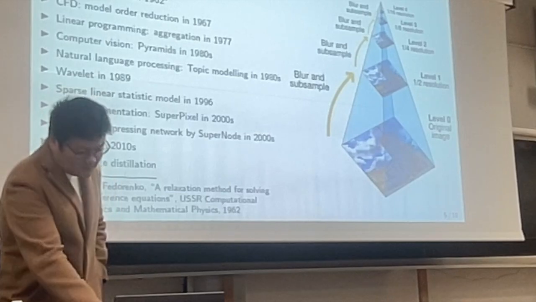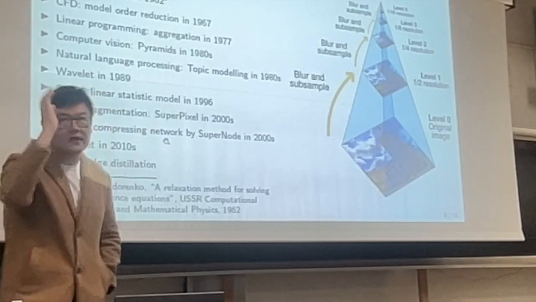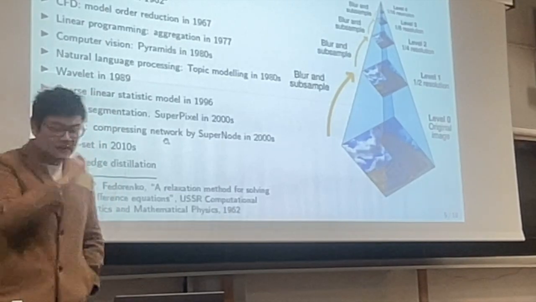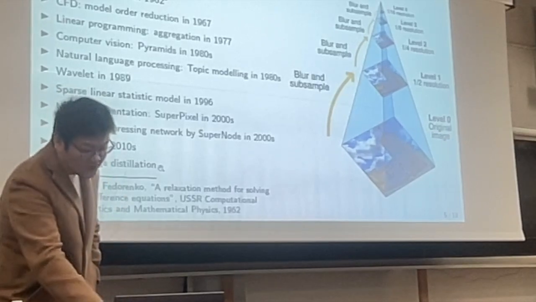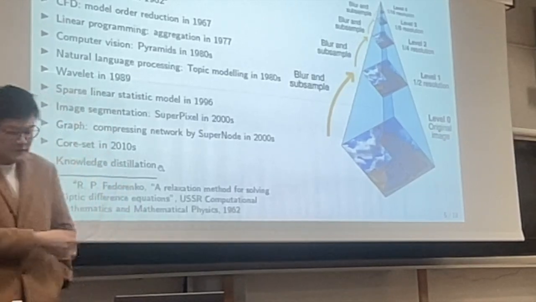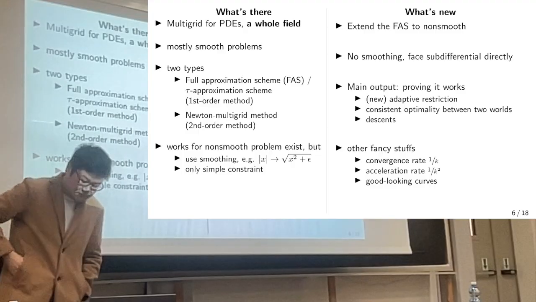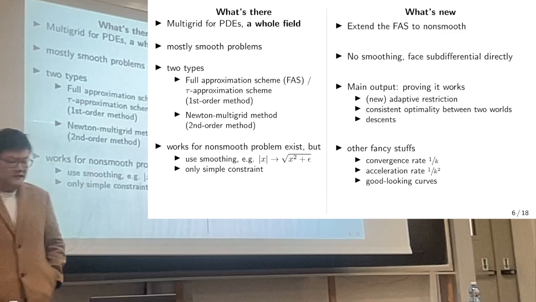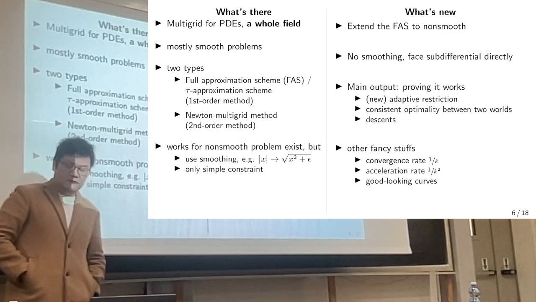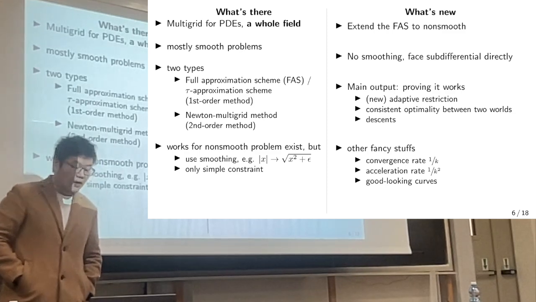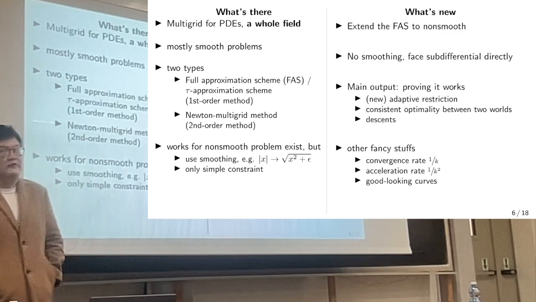Okay, and this has been used in many areas in computational mathematics. Even nowadays in deep learning or large language models, they call it distillation. It's just a fancy name. It's just the same idea. Okay. So what's the technicality here? This comes from PDE, called multigrid. It's a whole area of research.